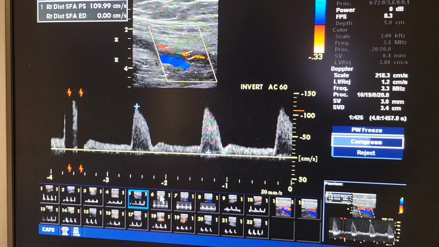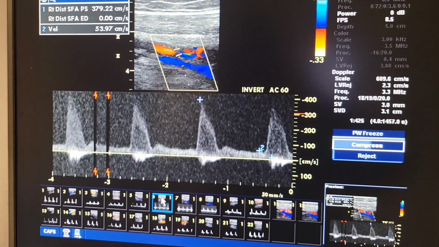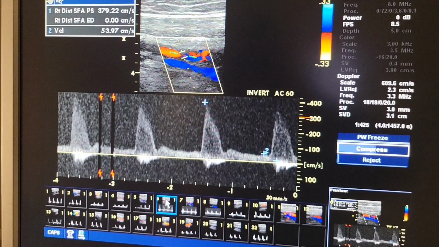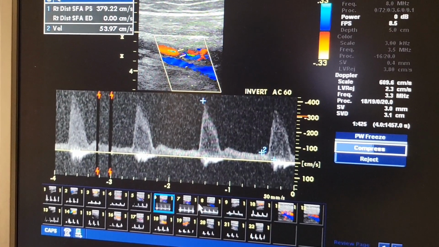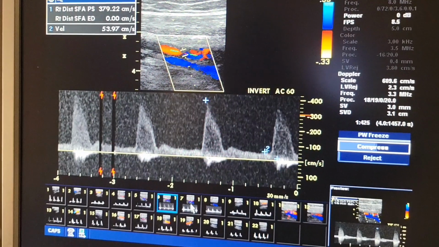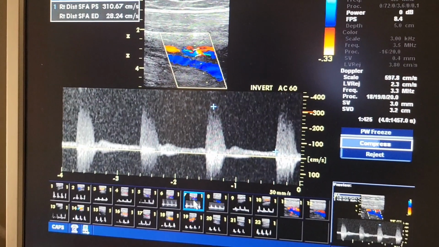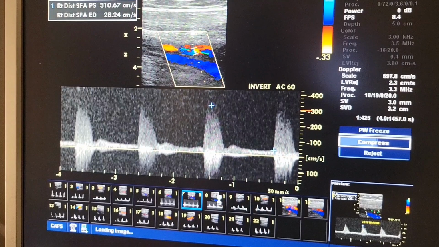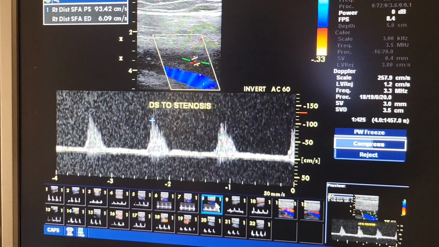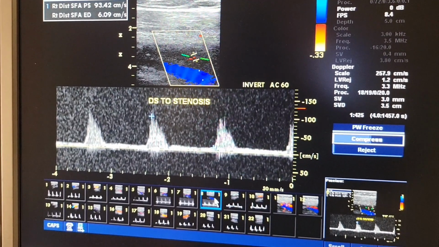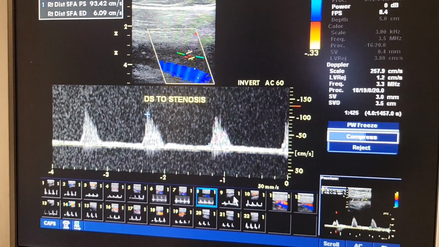at that distal SFA. But as you can see right here, velocity goes up, 3, 7, and 9. Velocity at the distal SFA, which is definitely significant, greater than 75% stenosis. You can see the poststenotic turbulence there. You can see the waveform, again, distal to the stenosis. You can see a significant drop in velocity and also significant turbulence.